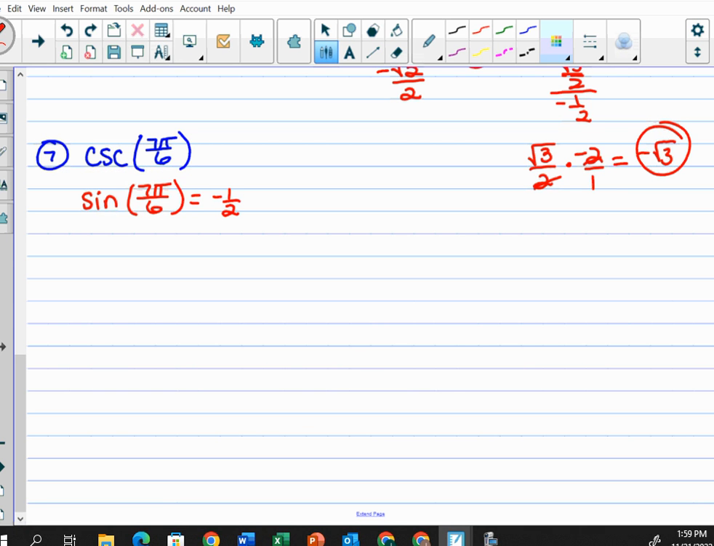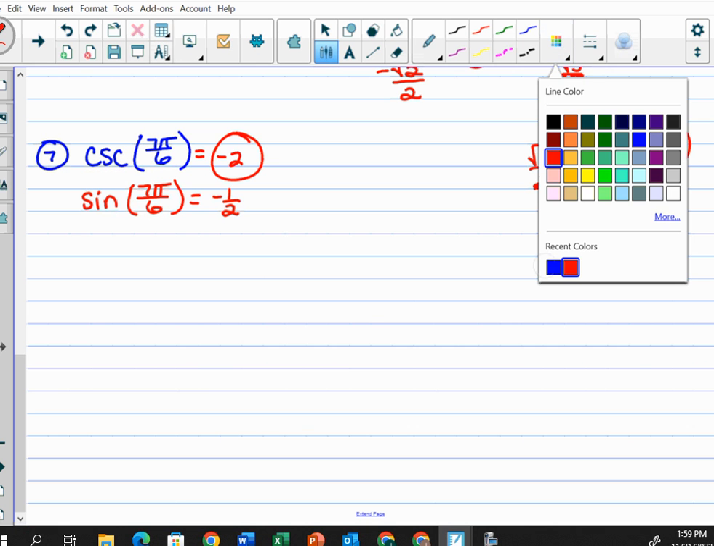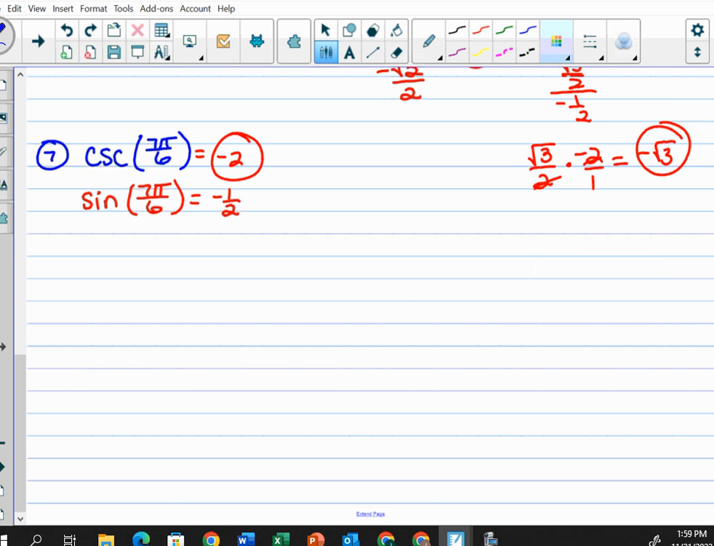To find the cosecant, then, all I have to do is flip my answer for sine. It's negative 2. Now, if it's got some radicals in it, you'll have to rationalize at the end, but if not, then there you go. That's all you got to do. So again, for cosecant and secant, find the sine or cosine first. Cotangent, just do x over y. Don't find the tangent first, it's just messier.